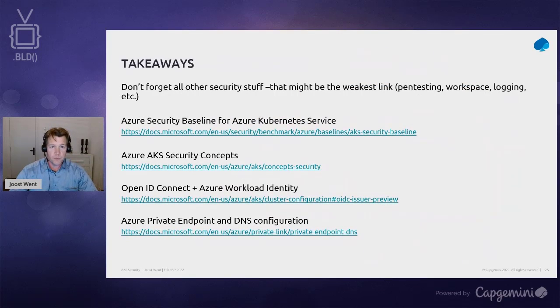Last but not least, I want to give you the message that you should not forget all the other security stuff as well. You only need one weakest link and then you're still lost. If you don't do pen testing and people get access inside your container, they will have access to your secrets. If you don't protect your workspace, then people will still have access to your AKS cluster. If you put secrets inside log files, if you don't do the OWASP Top 10 while developing, etc., you still have to do all the other stuff on top of protecting your AKS infrastructure.